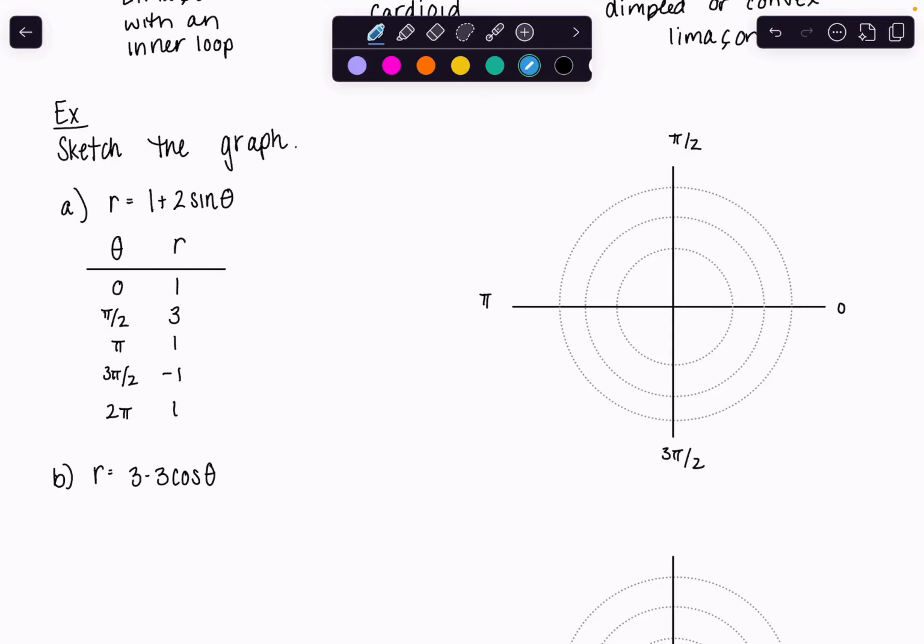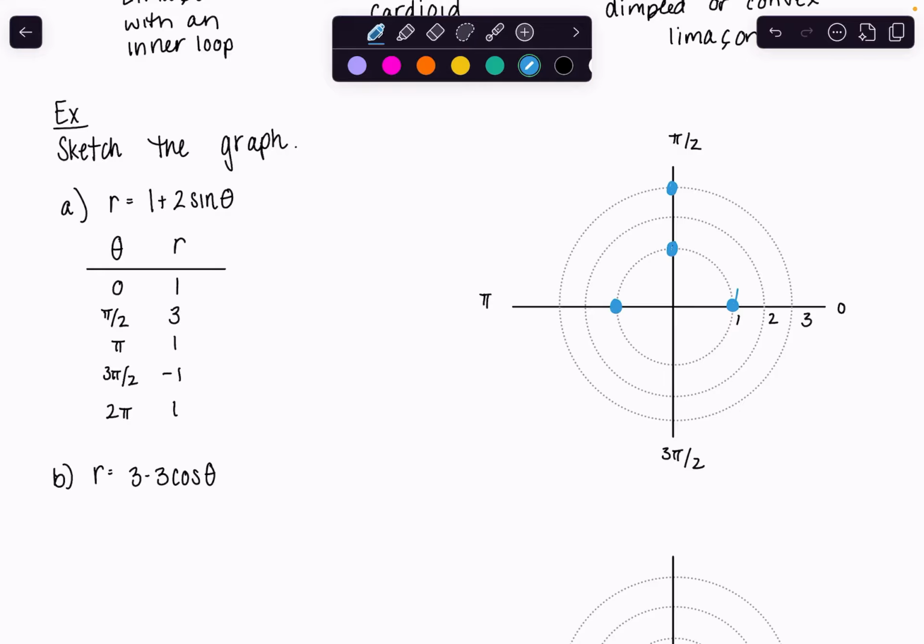So when my theta is 0, my r value is 1. So I'm going to treat each of these as 1. When theta is pi over 2, my r value is 3. At pi, it's 1. And now at 3 pi over 2, the radius is negative 1, but we have to shoot through the pole. So we actually land back up here. And then 2 pi lands us at the start.